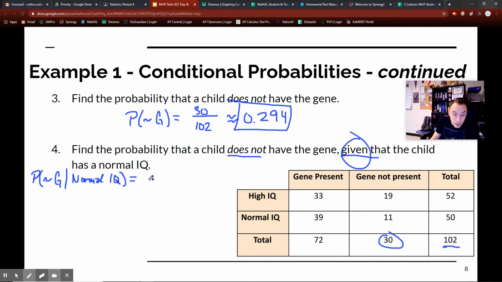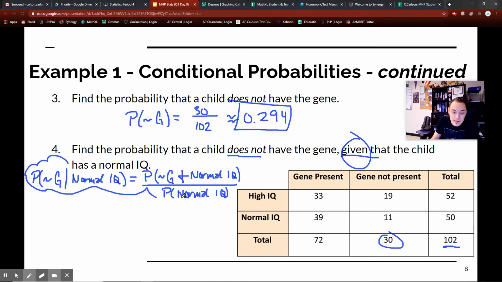Okay, what does this equal? Well, following my formula, I have the probability of not having the gene given, and I'm going to do the overlap here. The overlap, that's what I say, normal IQ, all over the probability of just finding the normal IQ. Okay, so that is what my formula is. Let's find what it is.